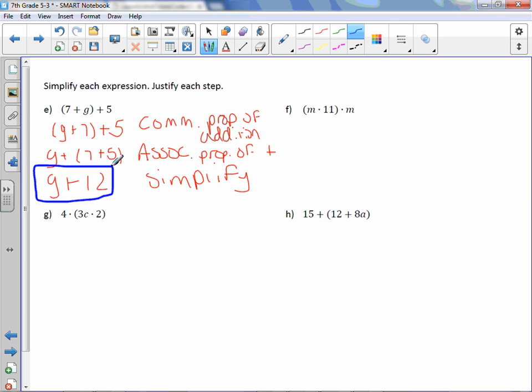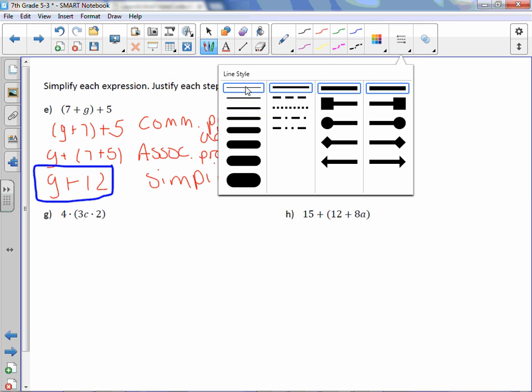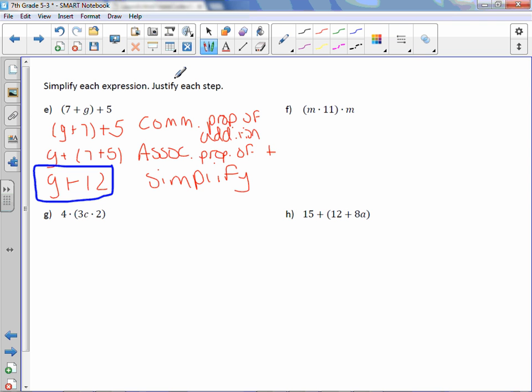Letter F. M times 11 times M. So what I'm going to do here is pretty much the same thing. I'm going to switch the 11 and the M around. And this would be the commutative property of multiplication.